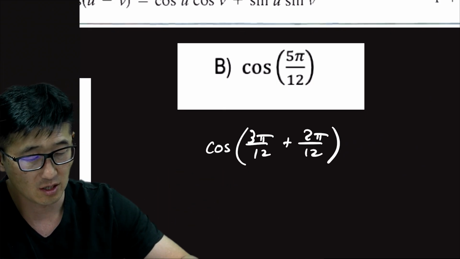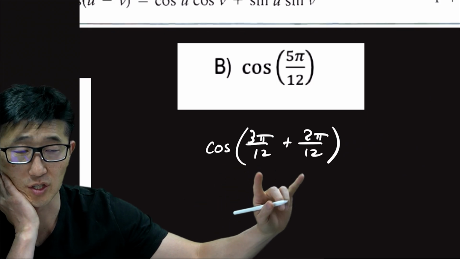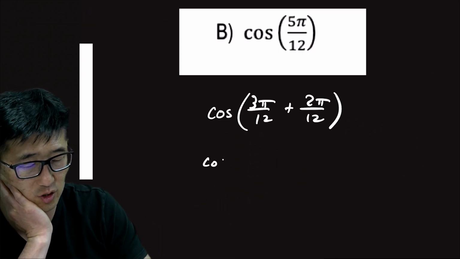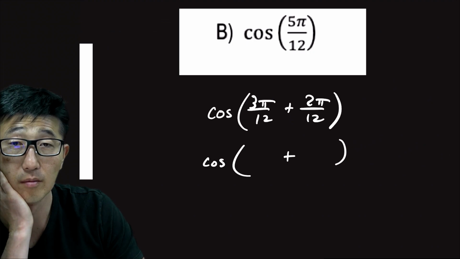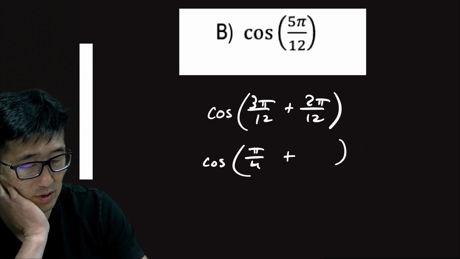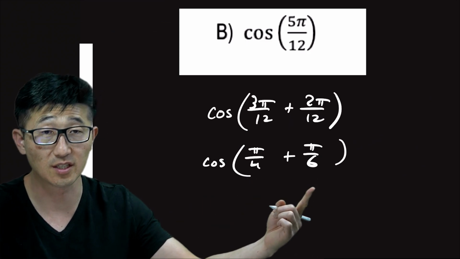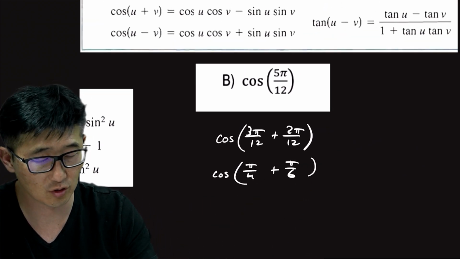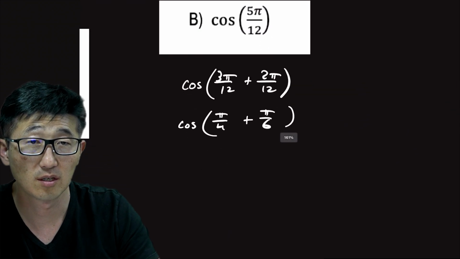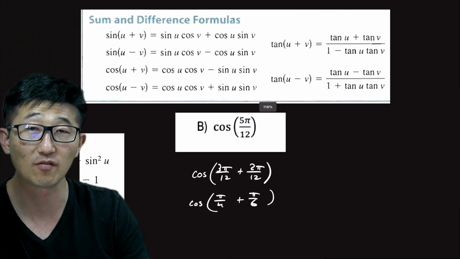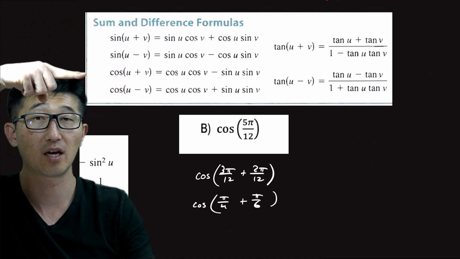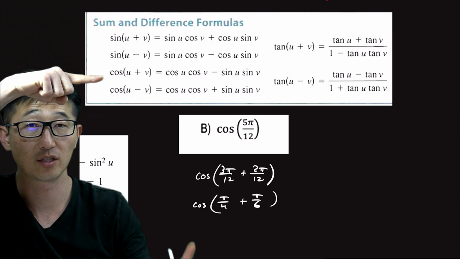If you take a look, right now the denominator is a 12. If you reduce this, what would that become? Pi over 4 and pi over 6. So notice the denominators now. You have a 4 and a 6. Isn't that basically what we need to use the chart? Now, before you do that, you have to use this formula and expand it. So go ahead and expand it.